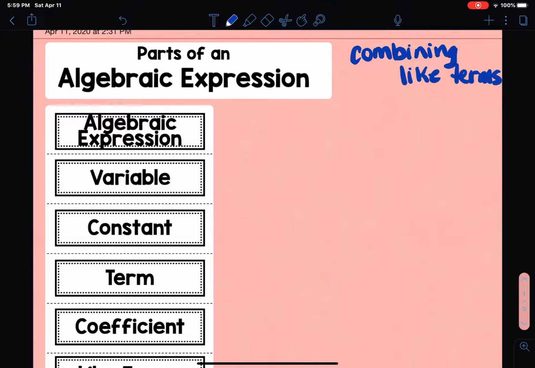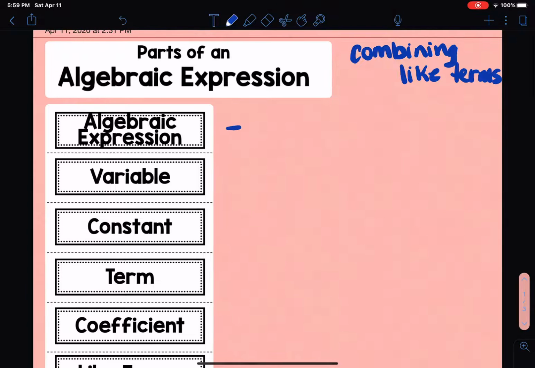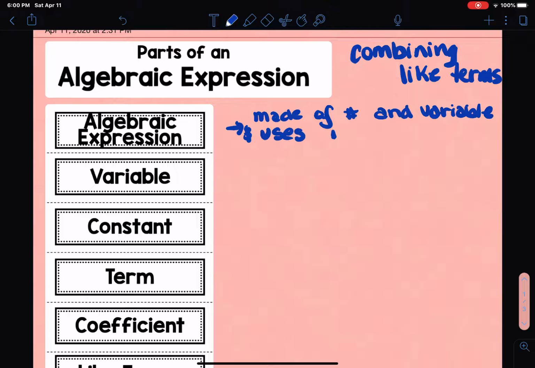So first of all, an algebraic expression, remember, is something that is made up of numbers and variables. And typically it uses add or subtract signs. Okay, now when we're done with this video, or as we're going, if you want to hit pause and take a picture, if you want to hit pause and take some notes, that's going to be really helpful to you when you go to answer questions later on.